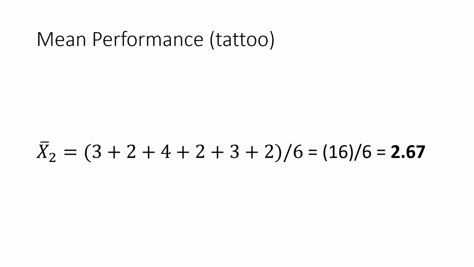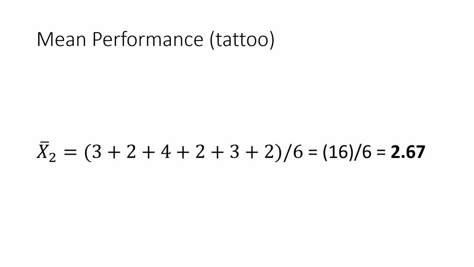Right, the next thing we need to do is to calculate the mean performance score for our second group, and our second group consists of employees with a tattoo. So these employees have performance scores of 3, 2, 4, 2, 3, and 2. If we add all of these up, once again we get 16, and there are 6 scores in this set. So we divide that by 6, and we get an average performance score for those with a tattoo of 2.67. Now you'll recall that this 2.67 is exactly the same mean score as in group 1.